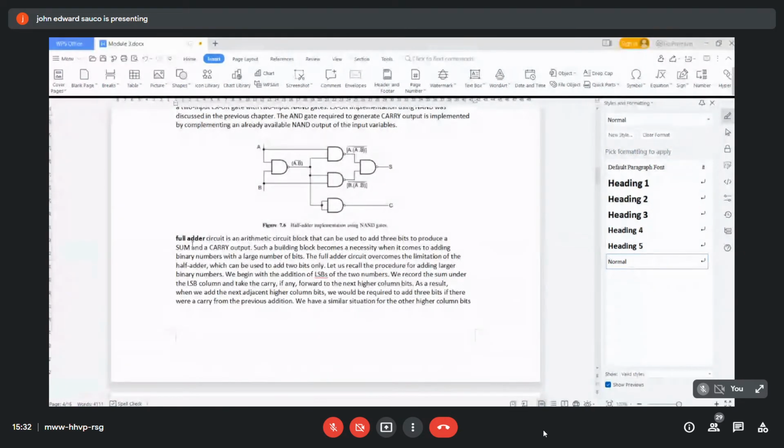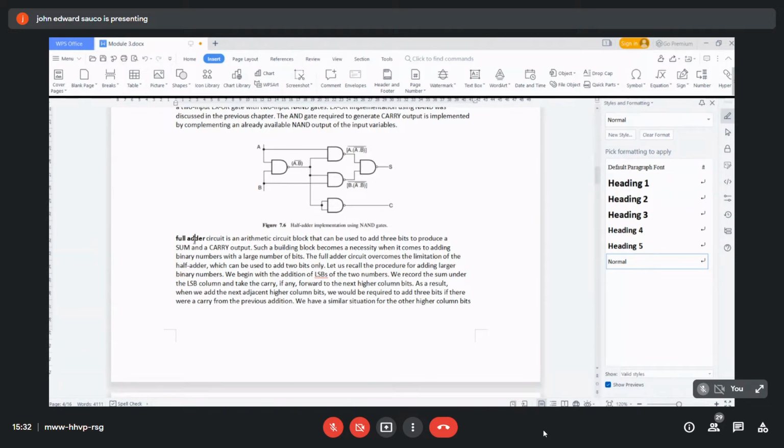So, the full adder is a circuit that can be used to add 3 bits. Earlier it was 2 bits, this one is 3 bits. Sum, with a carry again, the same. So, the full adder circuit overcomes the limitation of the half adder, which can be used to add 2 bits only. So, it is 3. So, when it is 3 bits, you need a full adder.